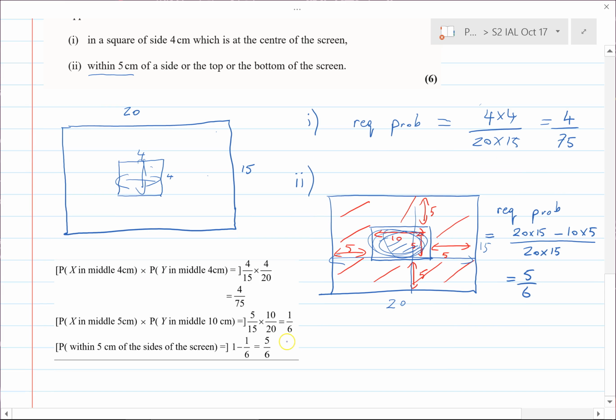I pasted in the mark scheme just in case people have access to the mark scheme and say, oh, this is a different way to do it. It's fine, it's totally equivalent. The mark scheme has used the fact that they're independent, so multiplied them together, and you can see the numbers look very similar to what I've worked out here.